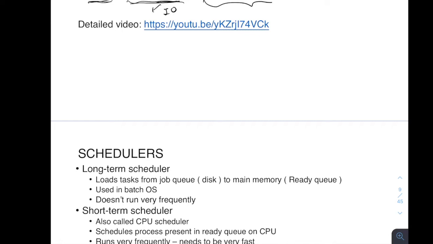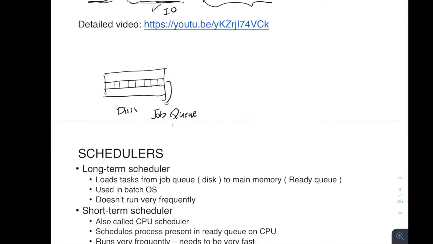So in the old times, when you had batch operating system, there used to be jobs or tasks, and first all these jobs will be stored on the disk. So they are, let's say, stored here on the disk. Now this is actually a queue here on the disk that is called job queue, right? Now, there is a scheduler associated with job queue, that is long-term scheduler.